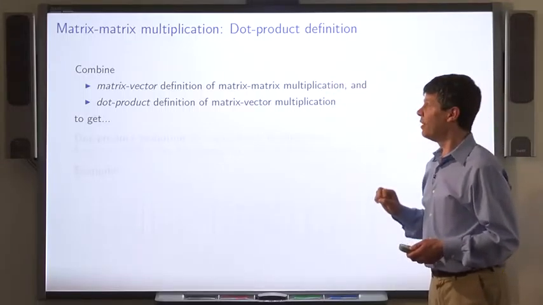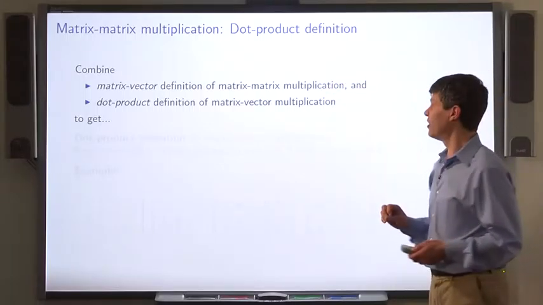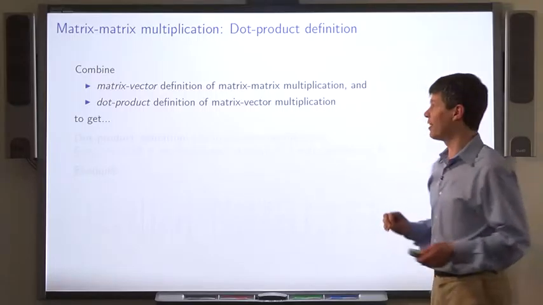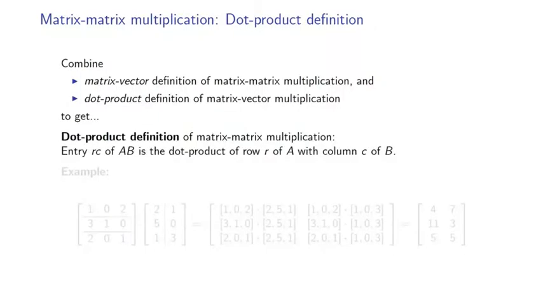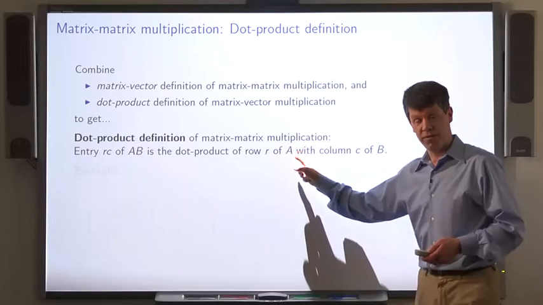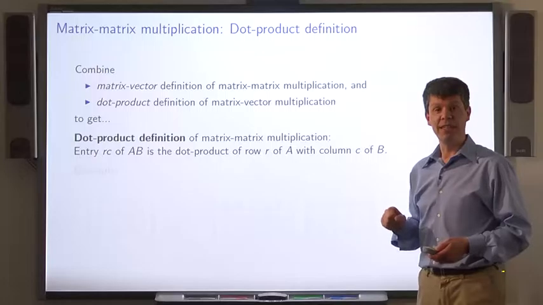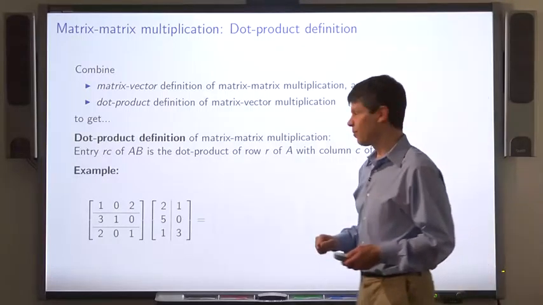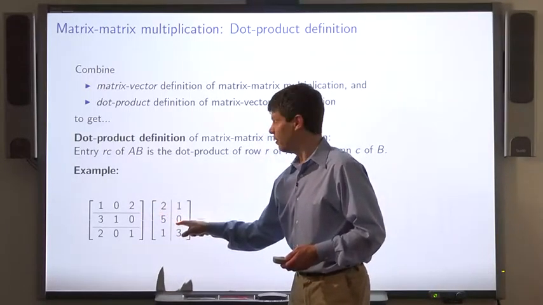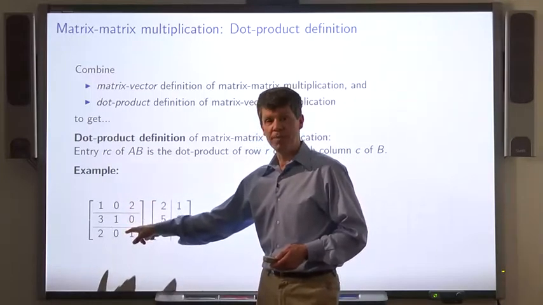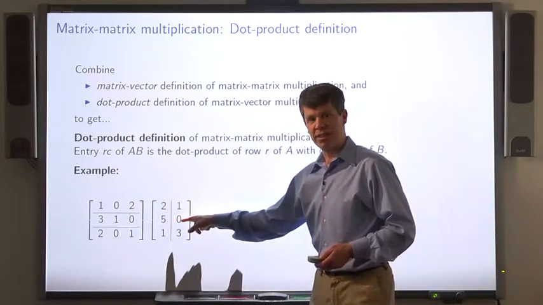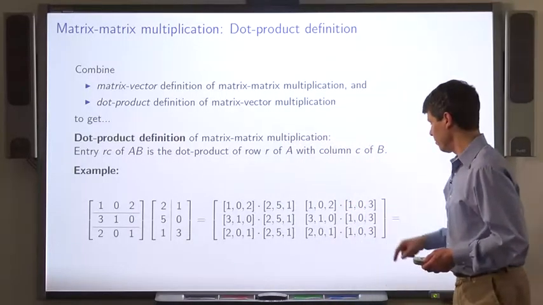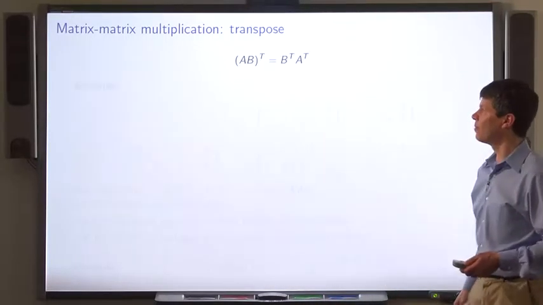Now we can combine these definitions, the matrix vector definition of matrix-matrix multiplication and the dot product definition of matrix vector multiplication, to get what I call the dot product definition of matrix-matrix multiplication. Entry RC of the product AB is the dot product of row R of the first matrix with column C of the second matrix. For example, to find the matrix-matrix product of these two, we think of this first matrix as rows, we think of the second matrix as columns, and we take all the dot products. And this is the result.